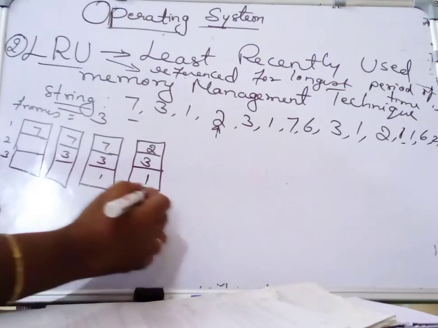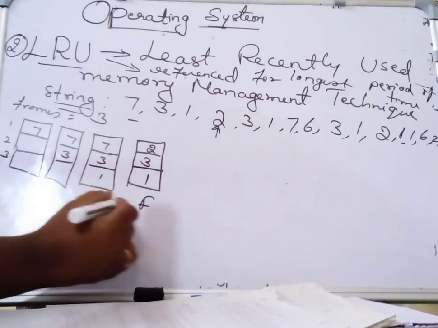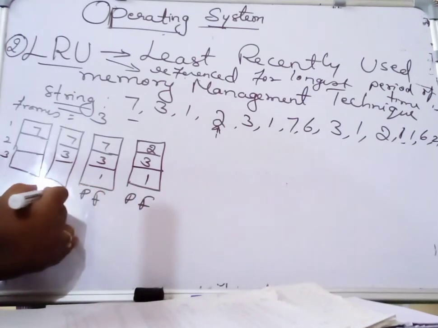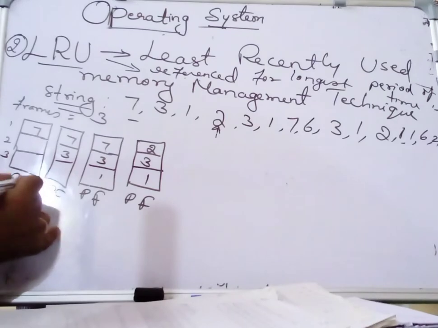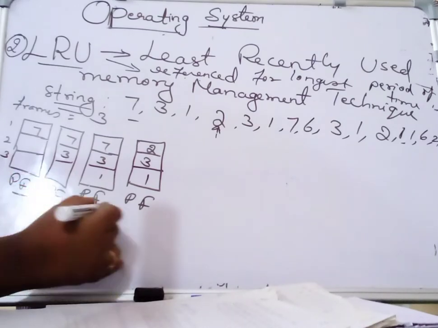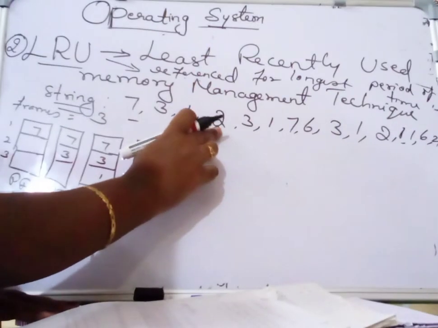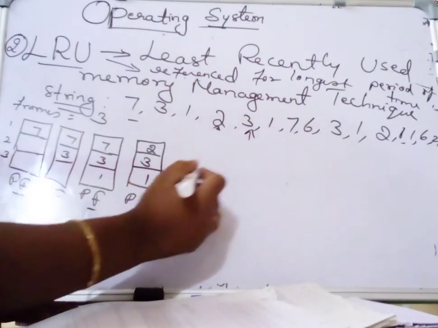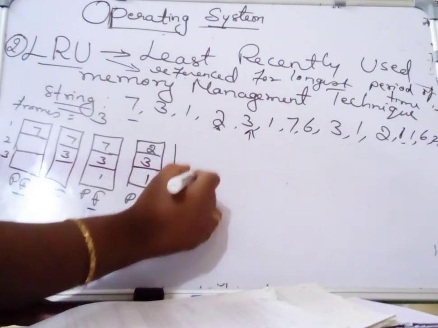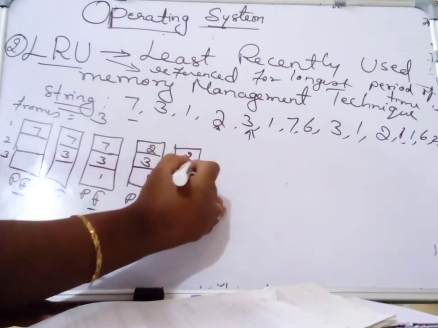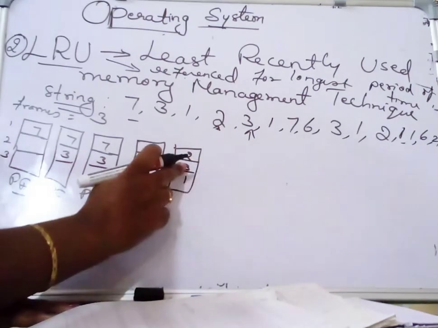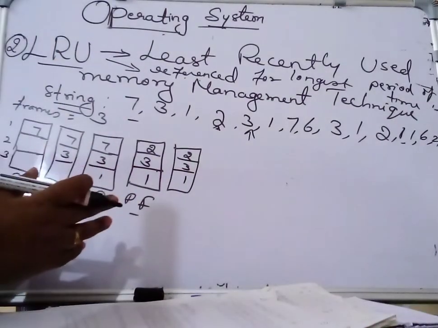Now see, this is a page fault. Here also I loaded one page, and this is also a page fault. When the required page is not in the memory, it is called a page fault. Then what is the next page to be loaded? Next page is 3. Already 3 is in the memory: 2, 3 and 1. So it is not a page fault.